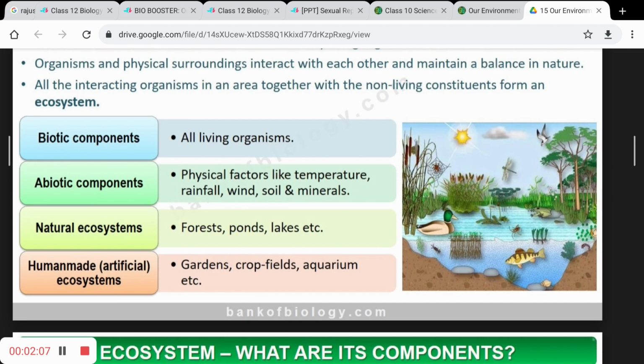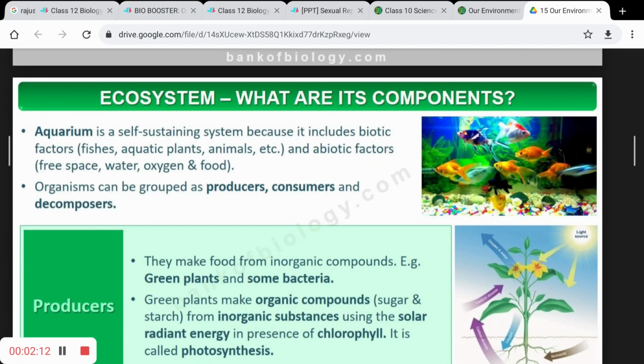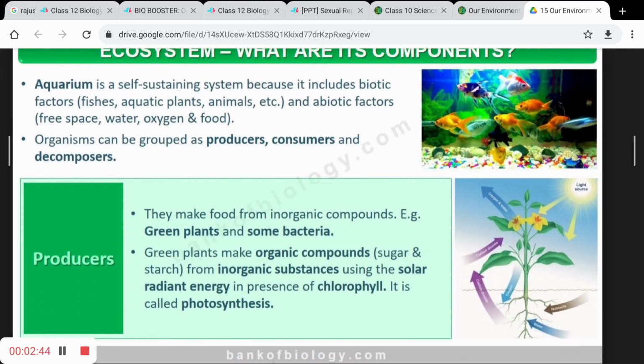So garden, crop field, aquarium, these come under man-made ecosystem. What is the drawback of a man-made ecosystem? Self-sustainability. For example, a garden has self-sustainability, although maintenance should be done, because bacteria and fungi will be present. But in an aquarium there are no decomposers. It should be cleaned by man only. So self-sustainability will not be present. That is the drawback.